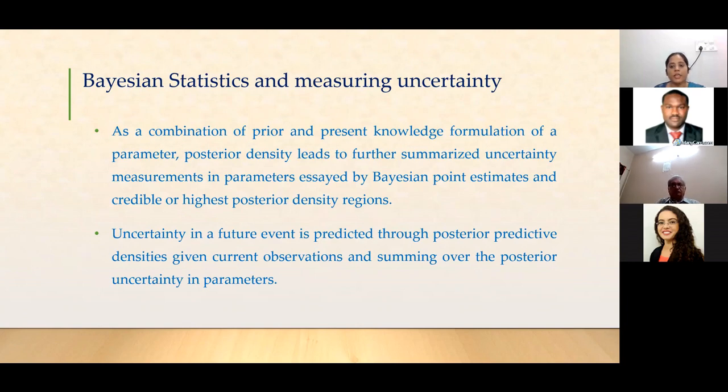The posterior density leads to further summarized uncertainty measurements in parameters, assessed by Bayesian point estimates and credible or highest posterior density regions or intervals. We may also be interested in predicting future events. So the uncertainty in a future event in Bayesian statistics is predicted through posterior predictive densities given current observations and summing over the posterior uncertainty in parameters.